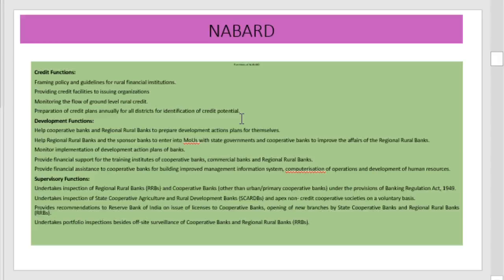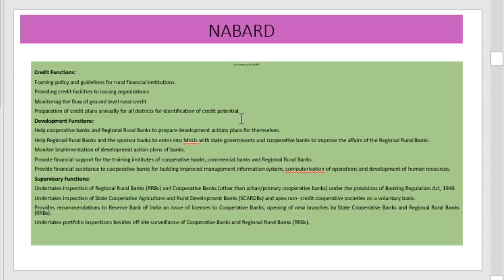They undertake portfolio inspections besides off-site surveillance of cooperative banks and regional rural banks. That is, they undertake the portfolio inspections of the cooperative bank and the regional rural bank. That is, they perform the credit function, mainly the credit development function, which aims at the development of regional rural banks and cooperative banks.